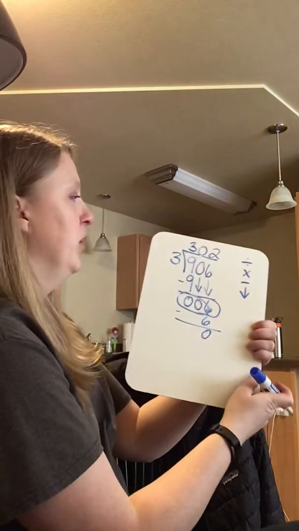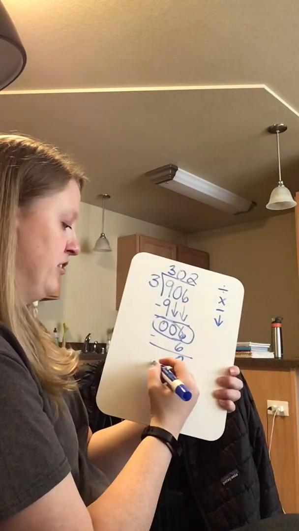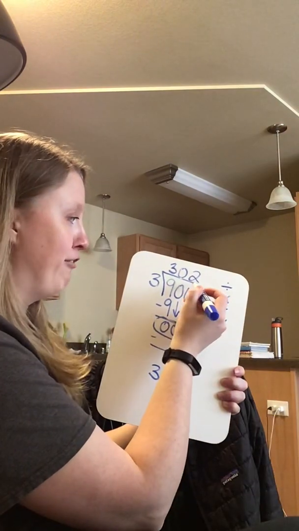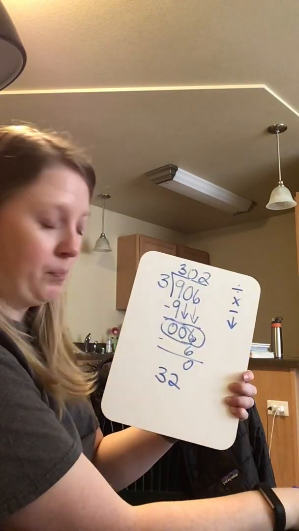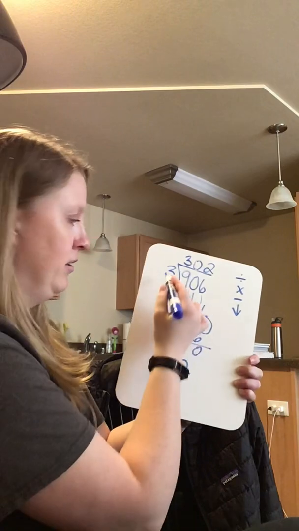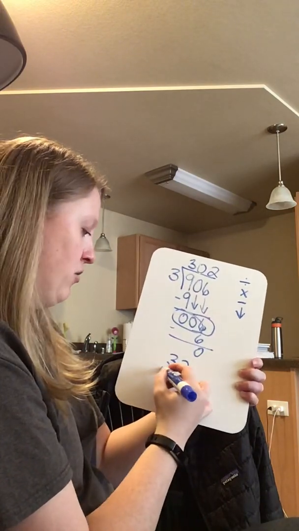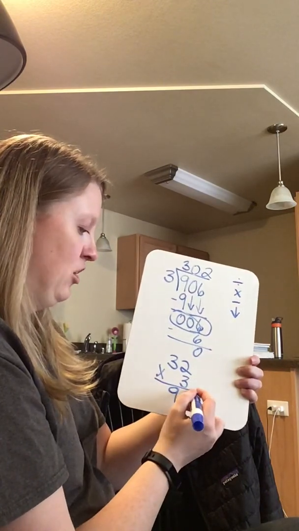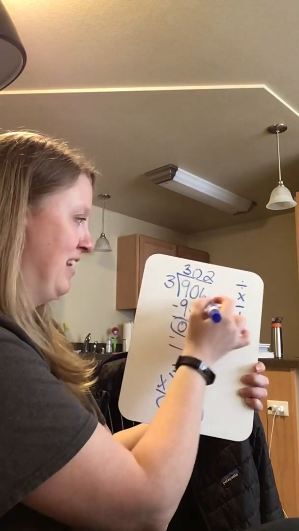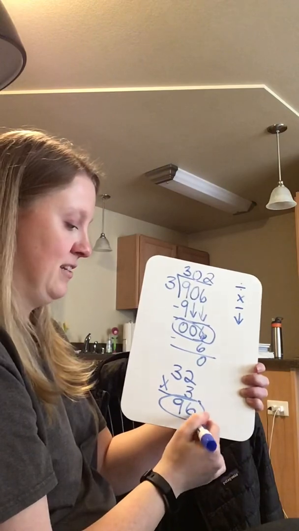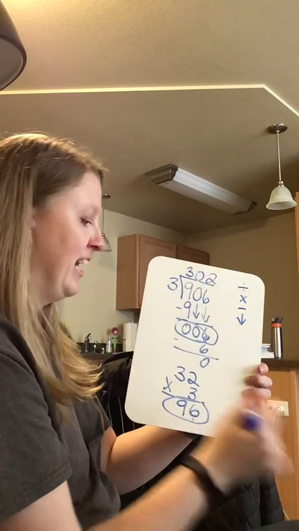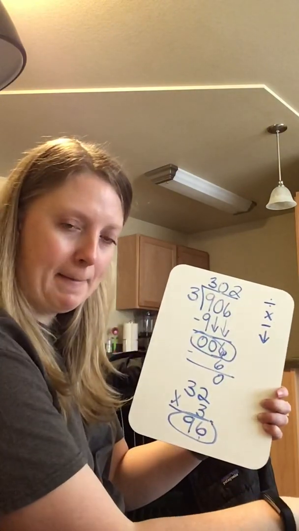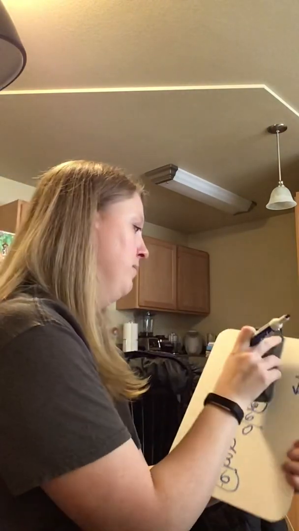If you didn't put that 0 there, your answer would have been 32, which is very different from 302. And if I check my work, 32 times 3 gives us 96. We want this to be the same as the number inside, and it's not. So that 0 can completely mess up your answer if you don't put it in, okay? All right, let's try another one.